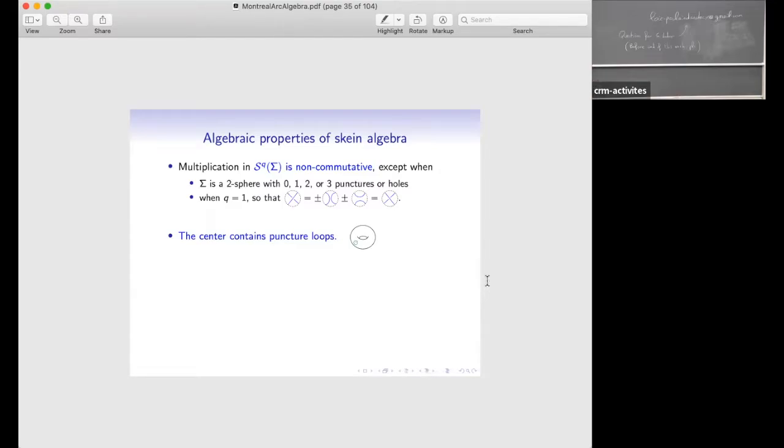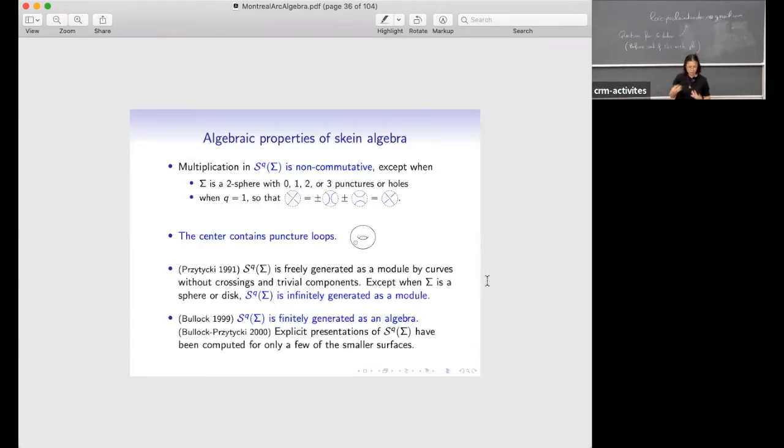We also knew that if Q is 1, then Q to the half is plus or minus 1, and so Q to the half and Q to the minus half are the same. So we knew that that was commutative. We also knew that if you put a hole around the puncture, then that commuted with everyone else, because this hole around the puncture you can make really, really tiny, and then it'll commute with anyone else. So that was known. And then with some extra work, Reshetikhin showed that it's infinitely generated as a module.